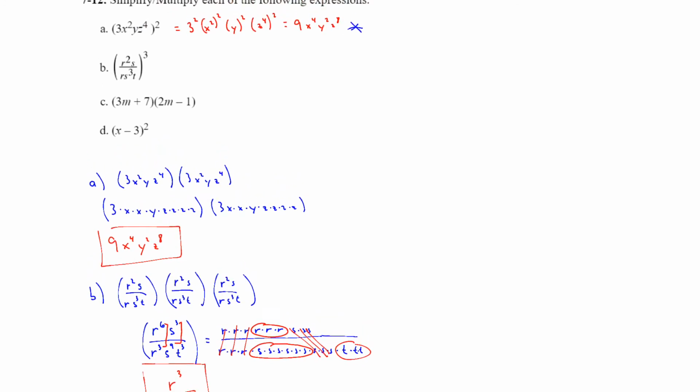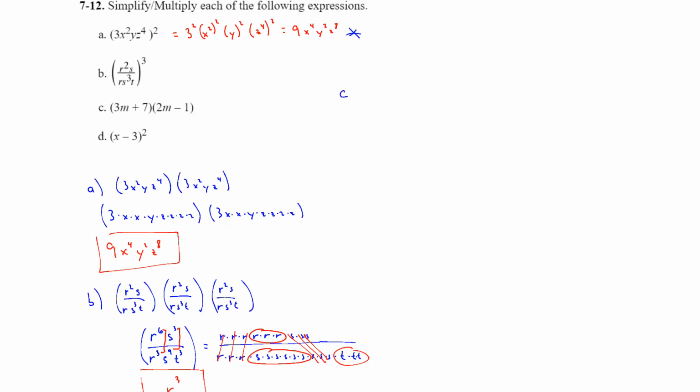Part C. Part C, we're getting away from exponents a little bit here, and we're multiplying binomials. Binomial is 2 terms, 3m plus 7 and 2m minus 1. And we can use our generic rectangle or the distributive property. So we have 3m plus 7 and 2m minus 1. Don't forget about the minus 1.